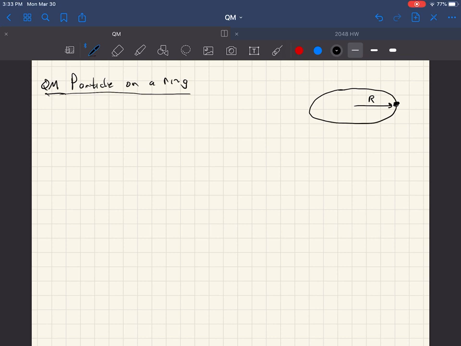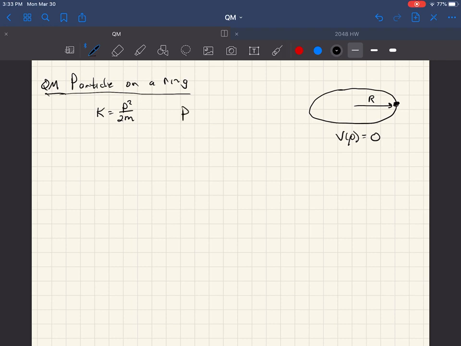So the first thing that we need to do is write out the kinetic energy. So the kinetic energy is equal to p squared over 2m. There is no potential in this problem, or at least the potential is 0.